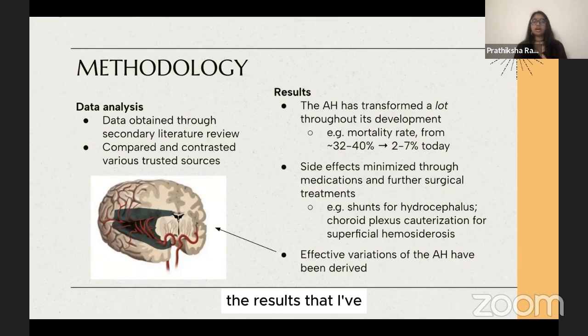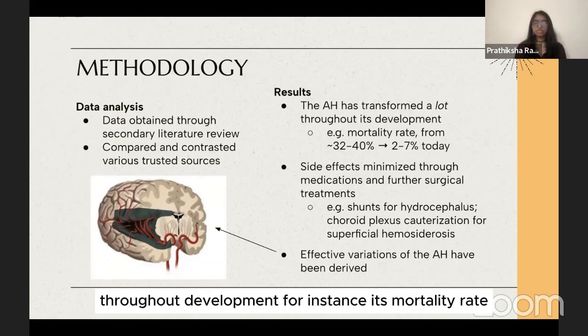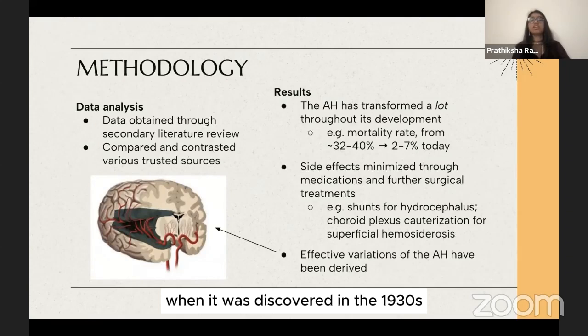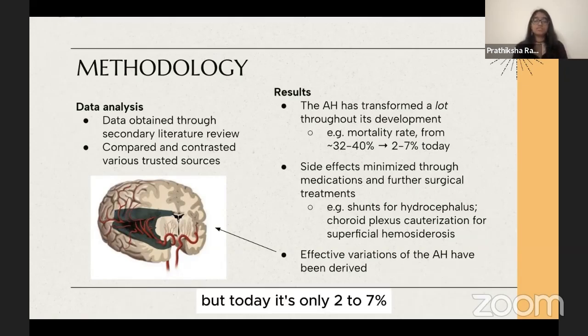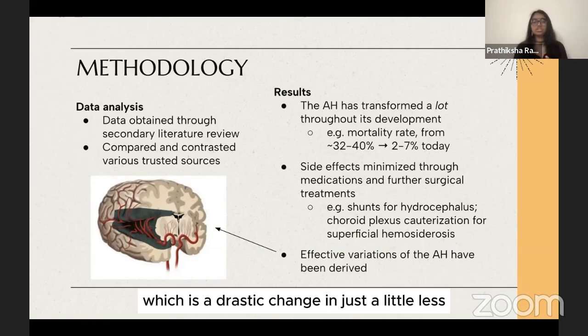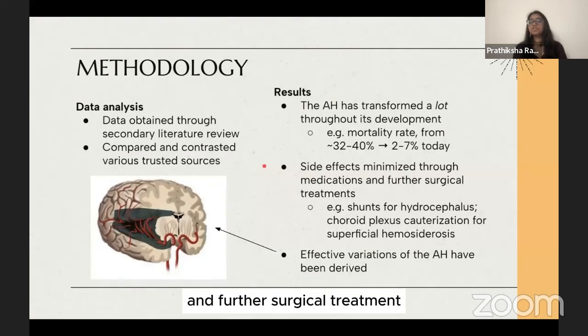The results that I've kind of gotten from all of that research is that the anatomic hemispherectomy has transformed a lot throughout its development. For instance, its mortality rate. When it was first discovered in the 1930s, there was a high mortality rate from about 32 to 40%. But today, it's only 2 to 7%, which is a drastic change in just a little less than a century. Side effects are also minimized through medications and further surgical treatment.